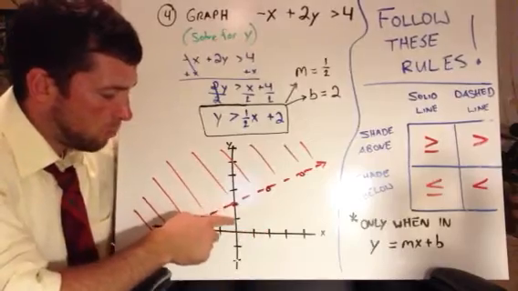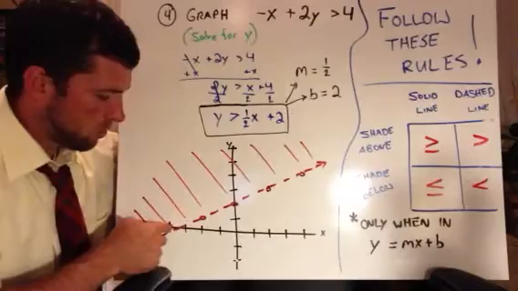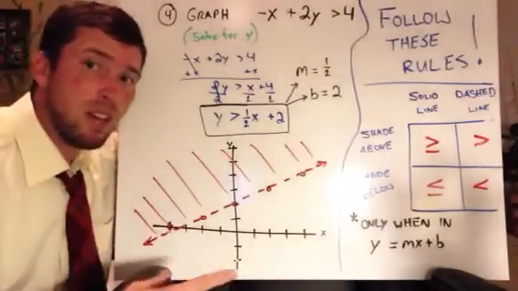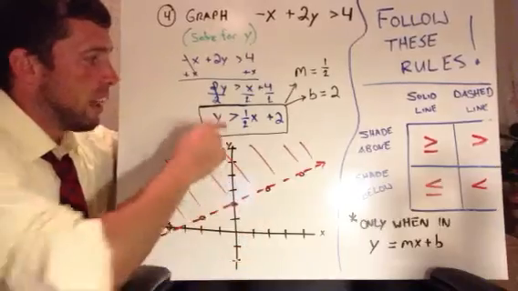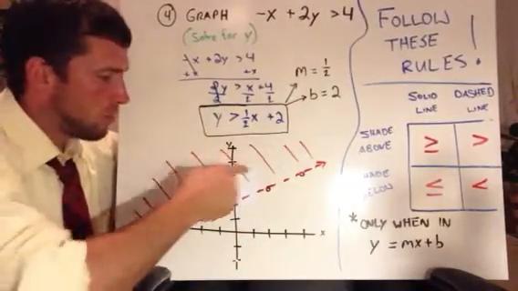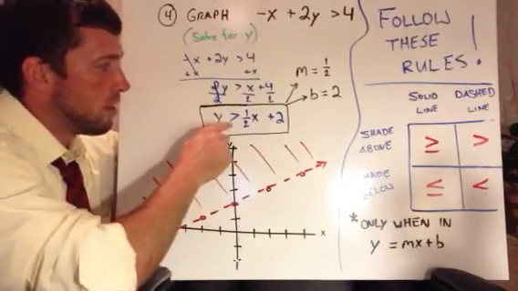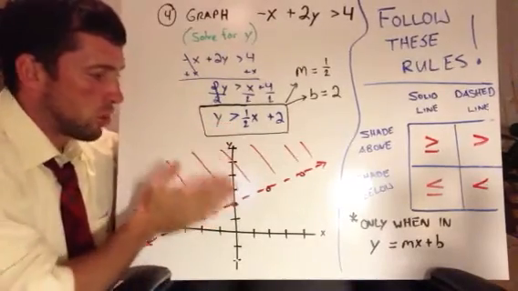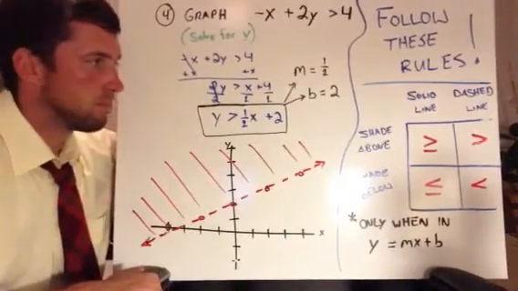I can also go down 1 and backwards 2, put a point, and down 1 and backwards 2. So you get the idea. We can build this line each direction. Okay? Now, lastly, I have greater than. That's why you see that it is a dashed line. It's not equal to. And then I want to have greater than, so I'm going to shade above the line. Alright? Shade above when it's greater.